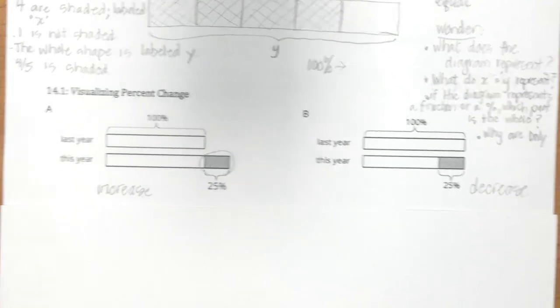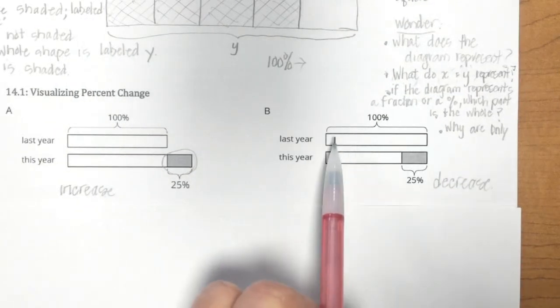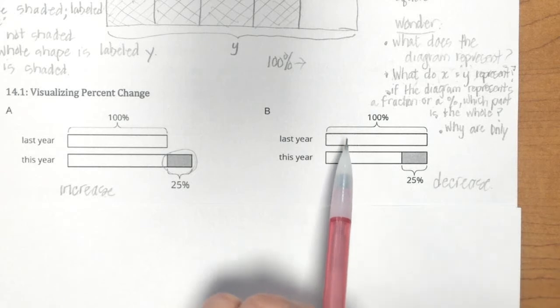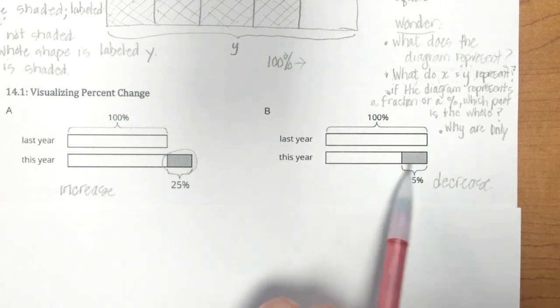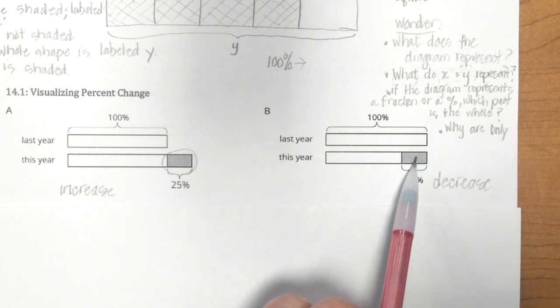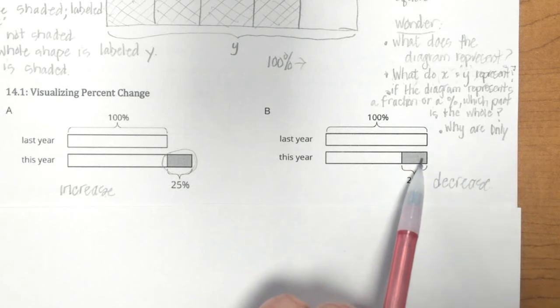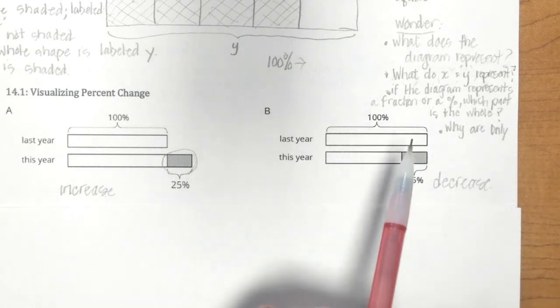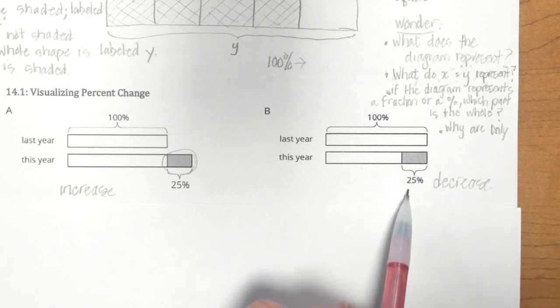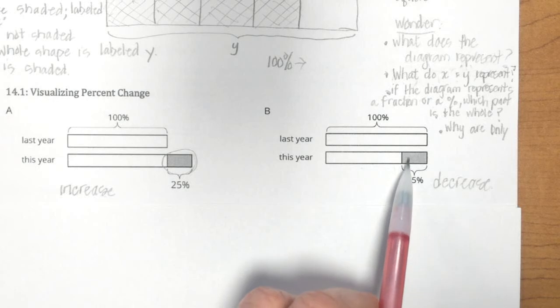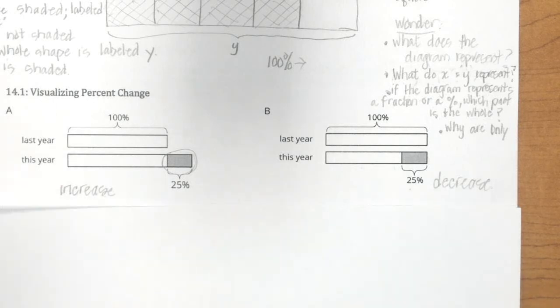Moving on to B, you're going to notice here that I again have that 100%, and I'm going to notice that out of this 100%, this year I could see that this 25%, instead of being added on, is contained within this 100%, which gives me pause to think and know that this is showing a decrease of 25%.